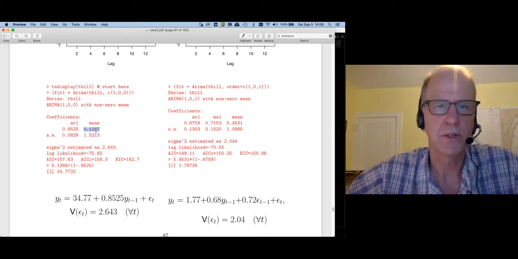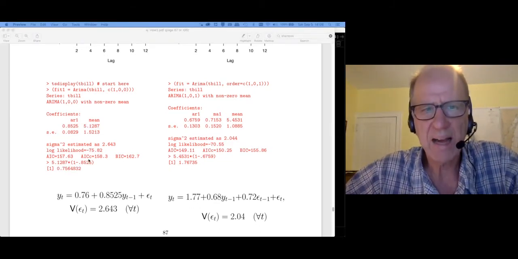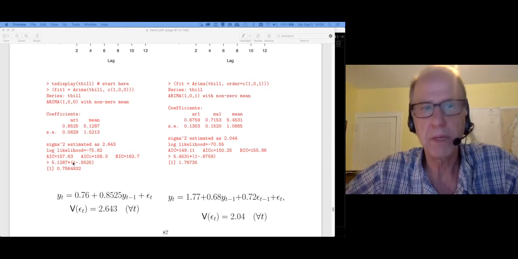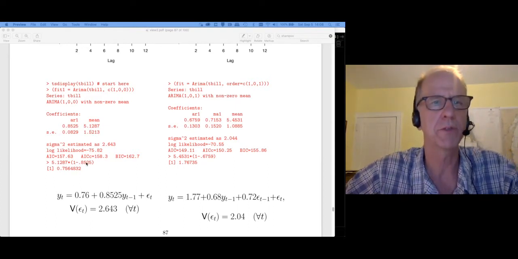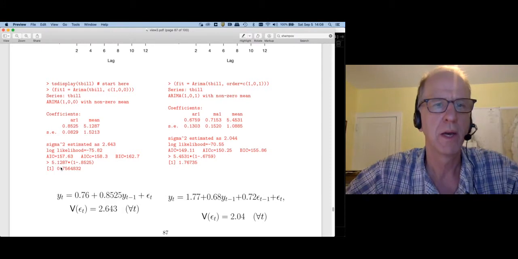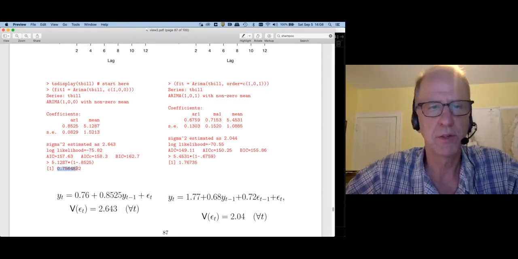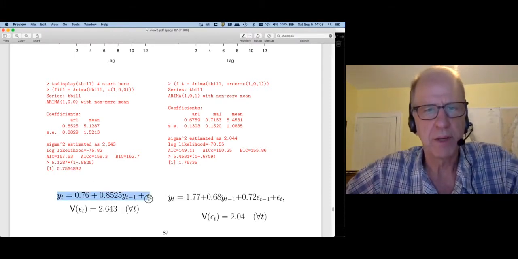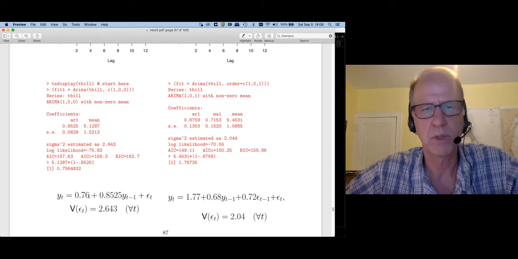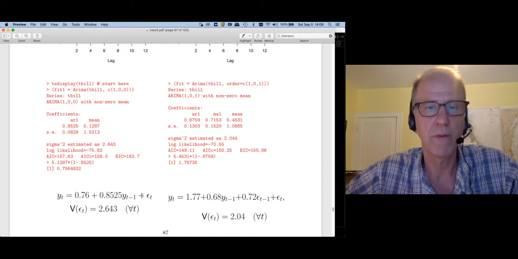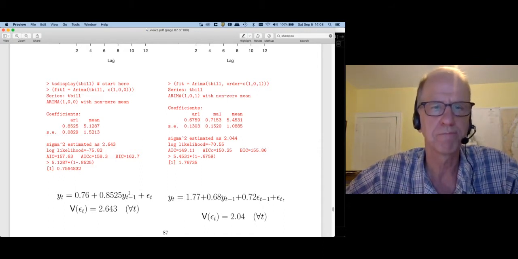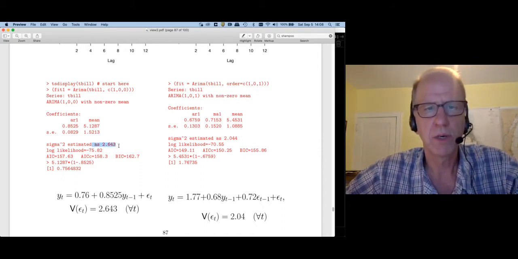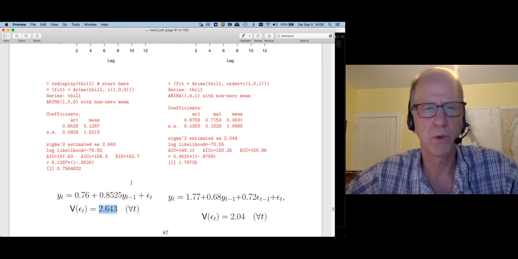This is not the intercept. So remember, the way I get it back to being a C rather than a mean is I take the mean times 1 minus phi. So I just type that in. And so this would be our intercept. I've stated the estimated model below. So my current value of y_t is just some constant 0.76 plus 85% of the previous y value, and then whatever the error is. My sigma squared is estimated at 2.643.